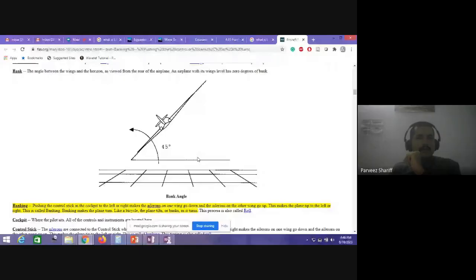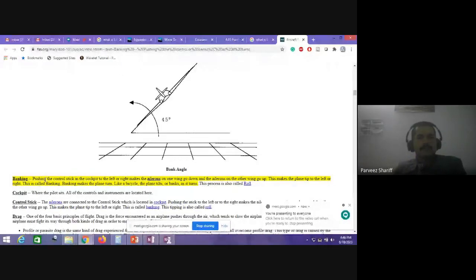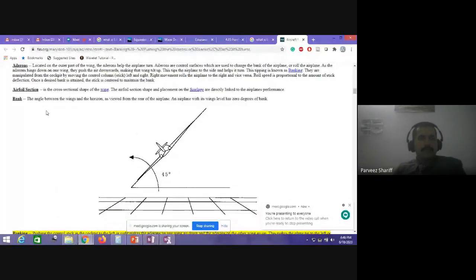Banking, I told you that it's a different process. I'll just share the slide. I have interpreted it in the wrong way. You can see the screen. So here, banking is the angle between the wings and horizon. Now the aircraft is moving in this direction. At what angle is it rolling? That is defined as the banking, as viewed from the rear of the aeroplane.